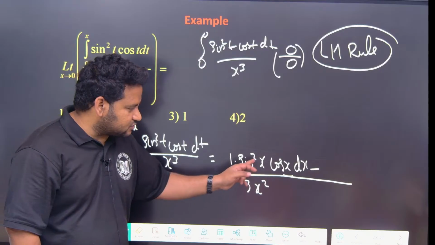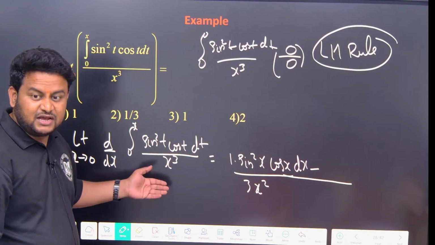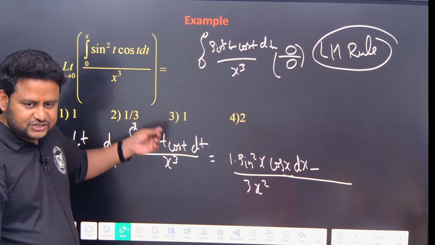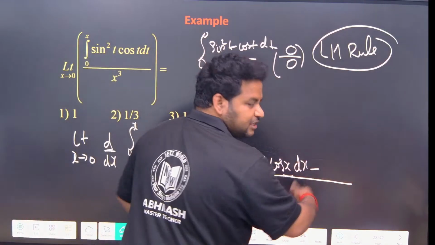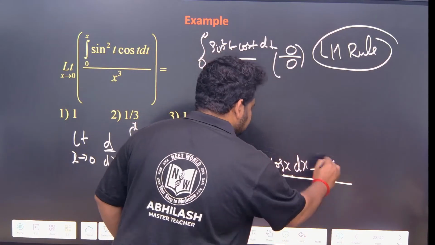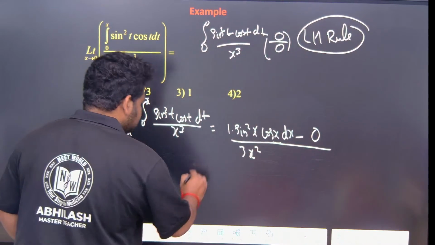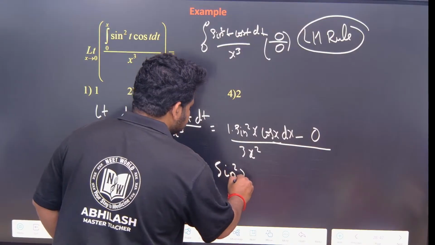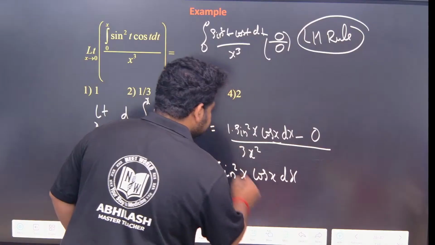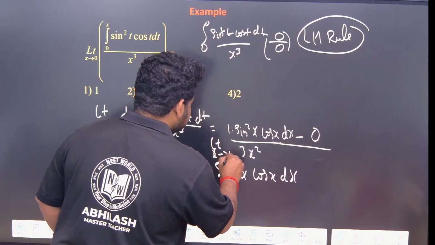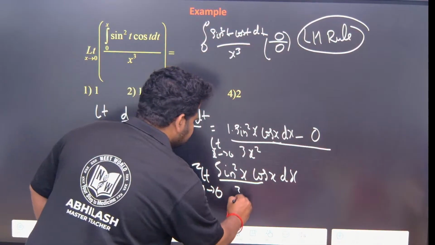1 into sin square x cos x dx, divided by this. This one I have to differentiate again, because of L'Hospital's rule: differentiate numerator separately, denominator separately. This will be 3x square, and the lower limit term will be 0 into something, which is 0 only. I will keep it as it is. Limit as x tends to 0 is there in both places, divided by 3x square.